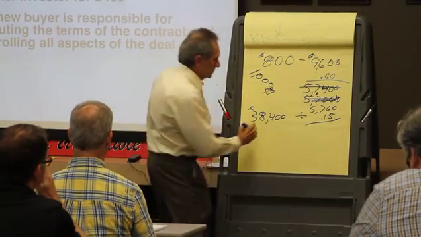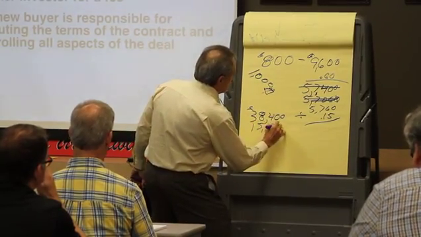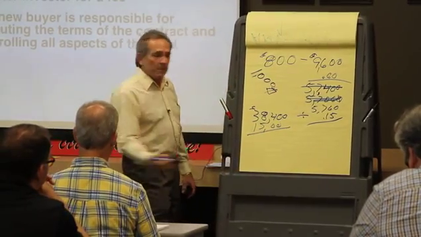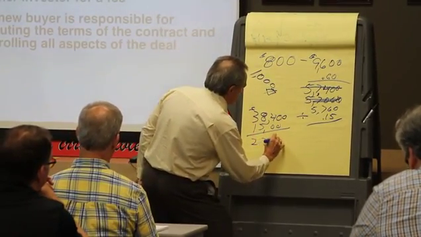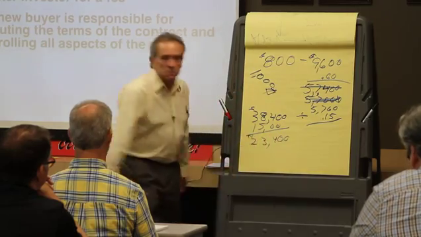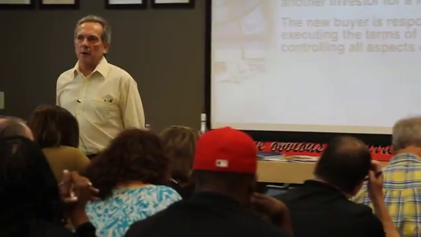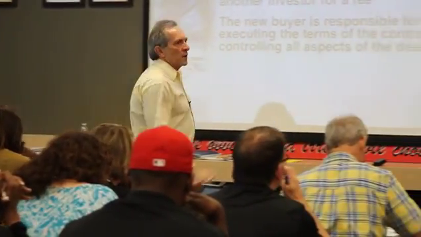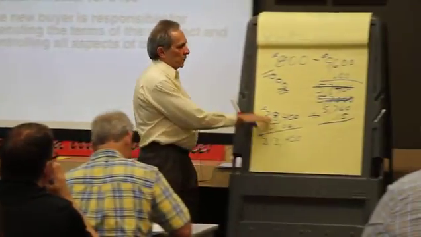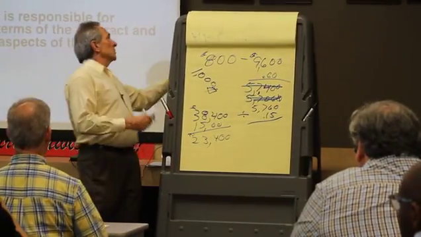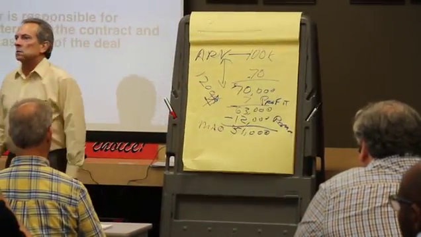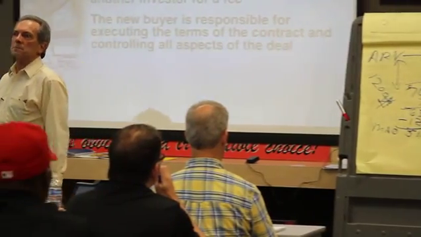15,000. 15,000. So at this point, what am I paying for it? All right, everybody got that? Okay, now here is the math problem I want you to do. The houses in the area only sell for 38.4. Use this model and tell me what you're going to pay for it.